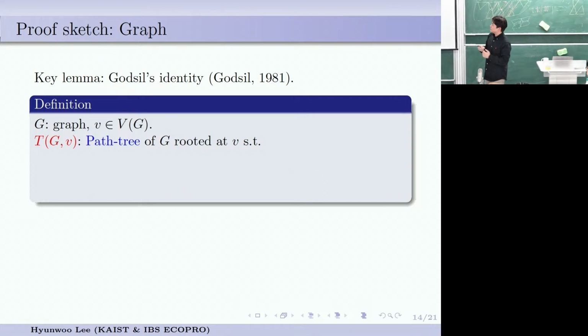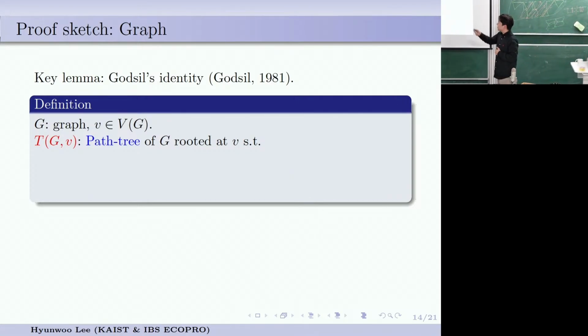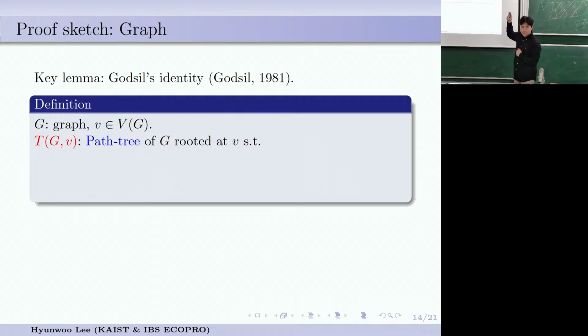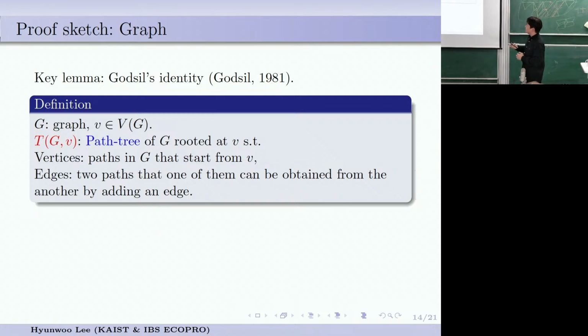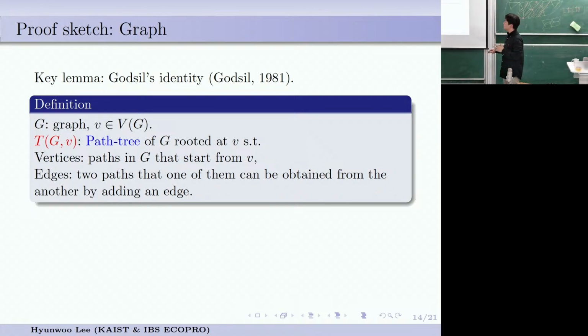To define Godsil's identity, we have to collect several notions. Let G be a graph and v a vertex of G. We denote by T(G,v) the so-called path tree over G rooted at v, where the vertex set is the paths in G that start from v, and each edge consists of two paths, where one of them can be obtained from the other by adding an edge.